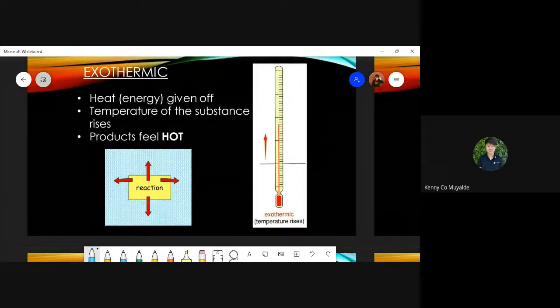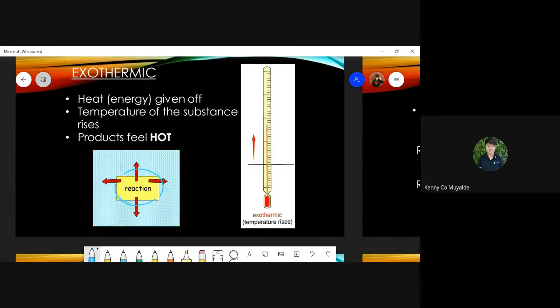So energy is given off. So ito yung reaction natin. So sa burning of wood, nandito yung reaction. Ito yung pagsusunog ng kahoy. So heat will be spread towards the surrounding ng ating reaction. So what will happen is, in an exothermic reaction, the product will feel hot.